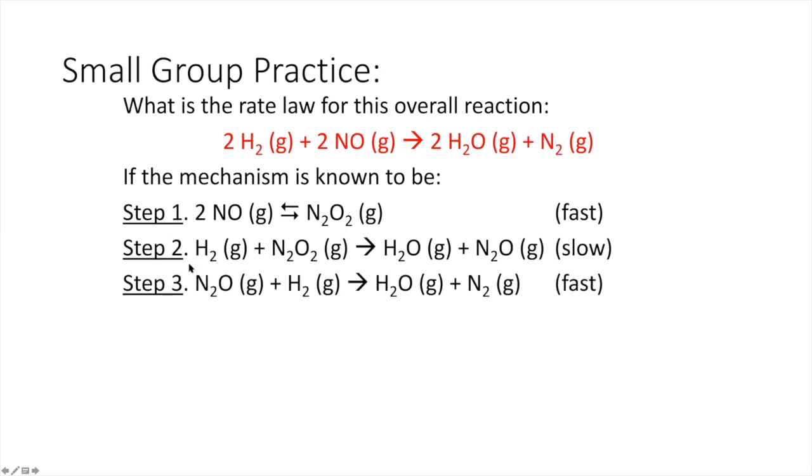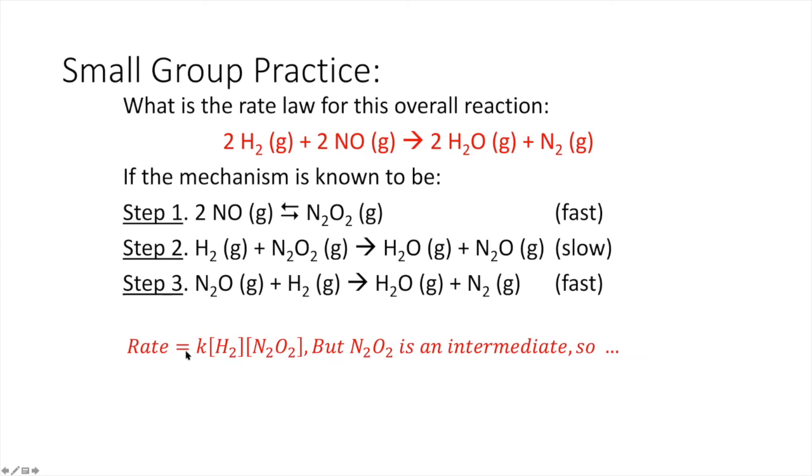Okay, so once again, in this problem, the key is to recognize that your slow step is right here, so that's what your rate law would be based on. But it's got an intermediate in there because N2O2 is produced in step 1 but then consumed in step 2, so that's going to be an issue. If I were to write the rate law, it would be the rate constant times the concentration of H2 times the concentration of N2O2. But N2O2 is an intermediate.